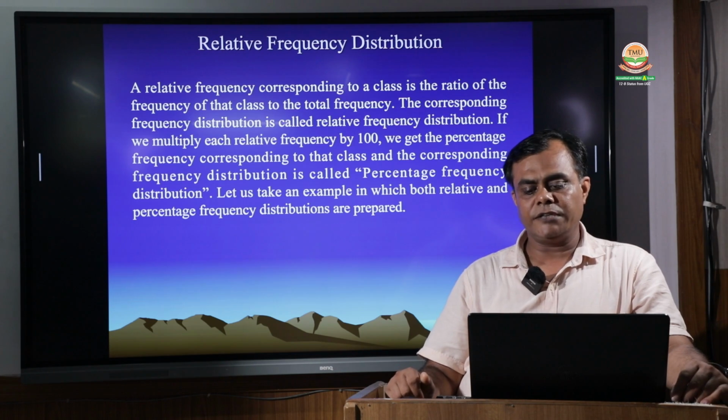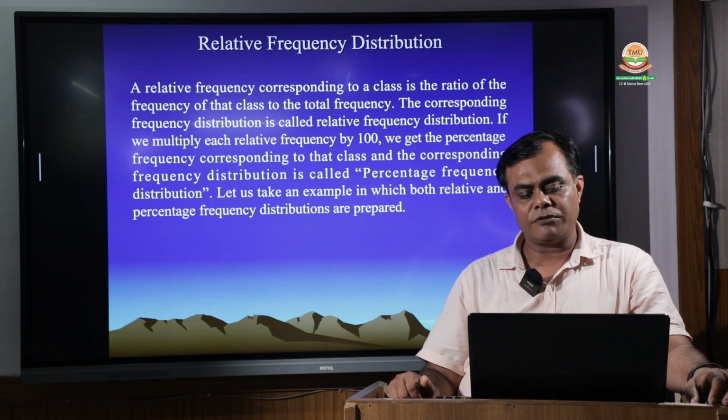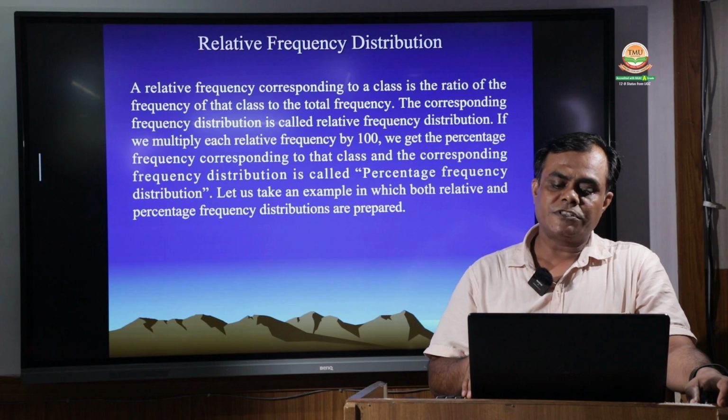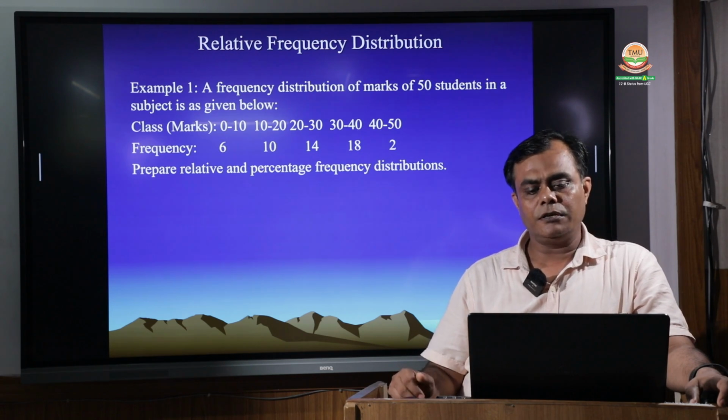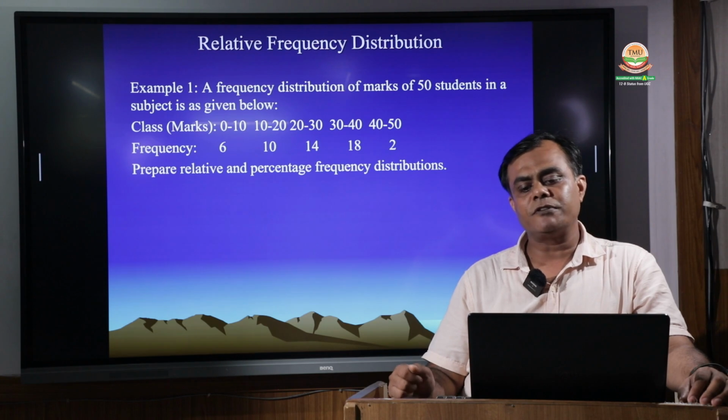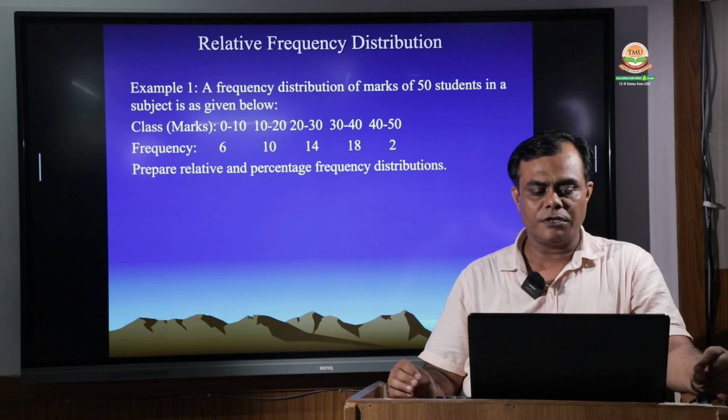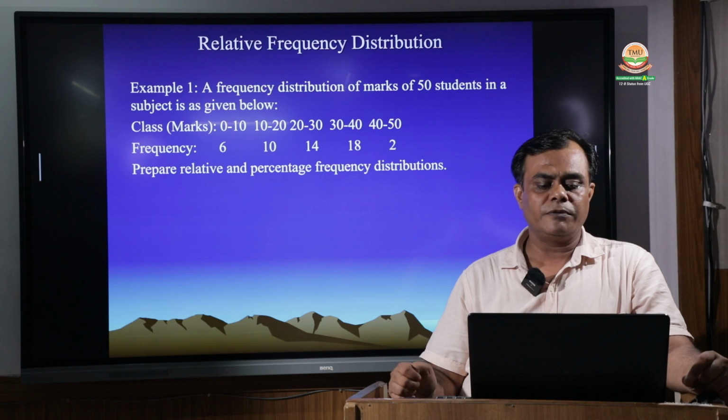Let us take an example related to the relative frequency distribution or percentage frequency distribution. Here is an example of the frequency distribution of 50 students in the subject given below.